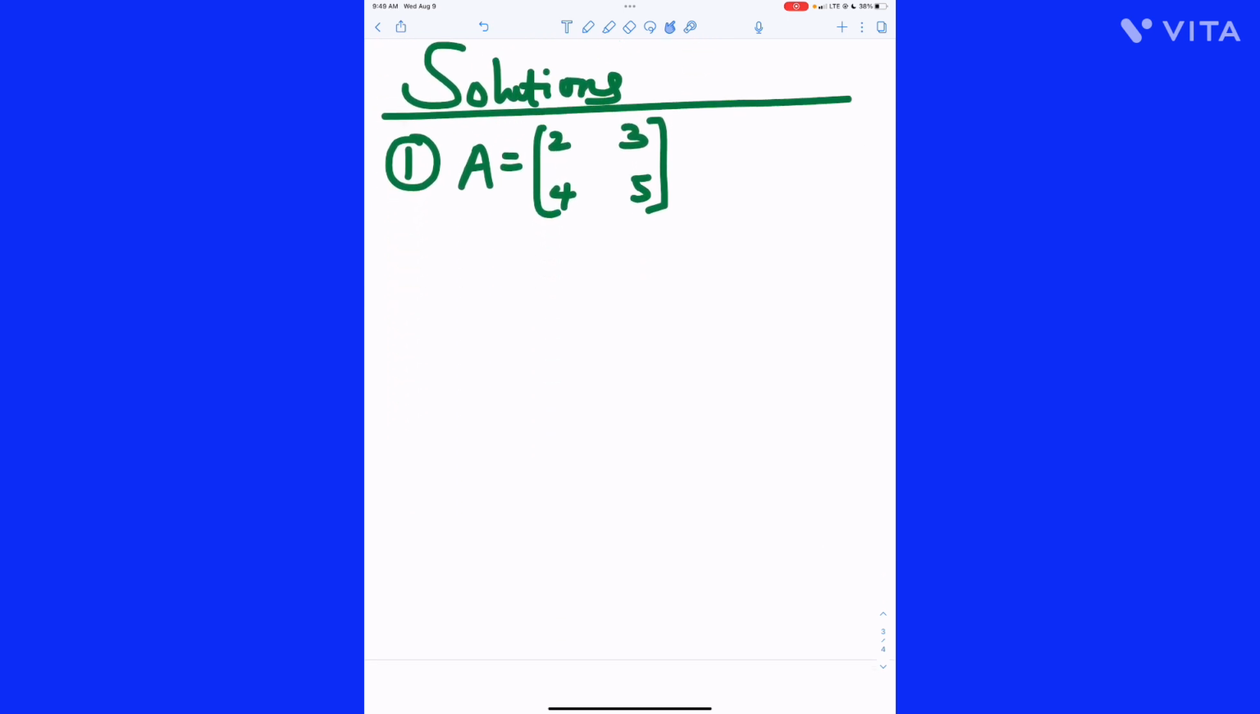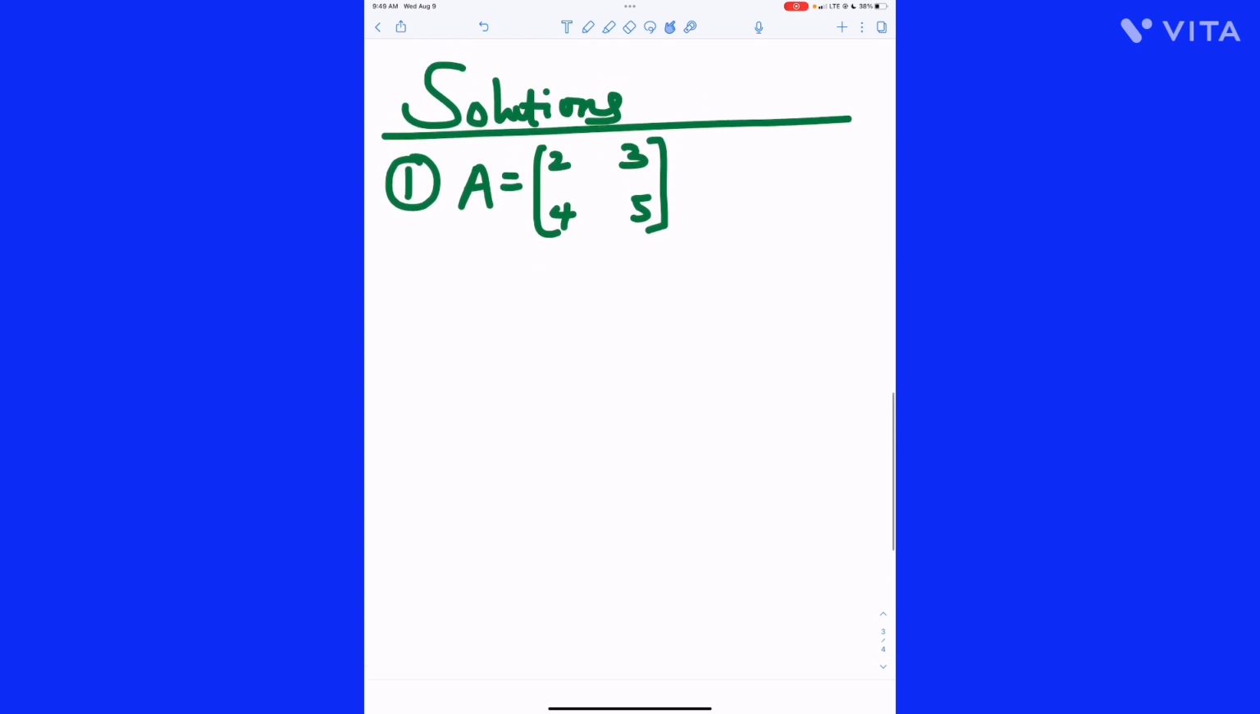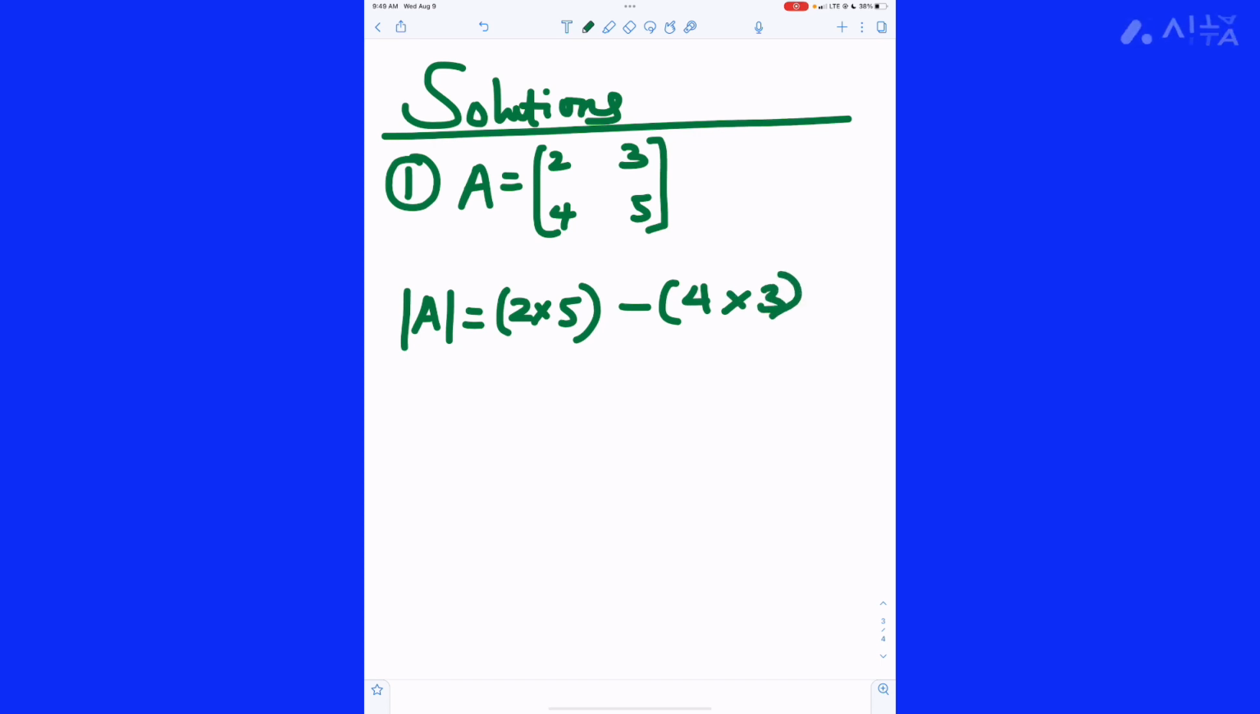This is very, very simple to do. We have said that the inverse of a matrix is 1 over determinant times its adjoint, or adjoint over determinant. So let's find the determinant first. The determinant will be 2 times 5 minus 4 times 3. I'm sure you are familiar with this. So 10 minus 12. The determinant of A is minus 2.